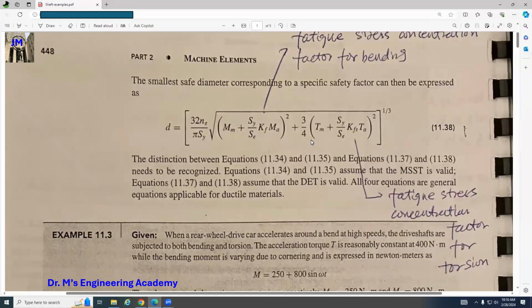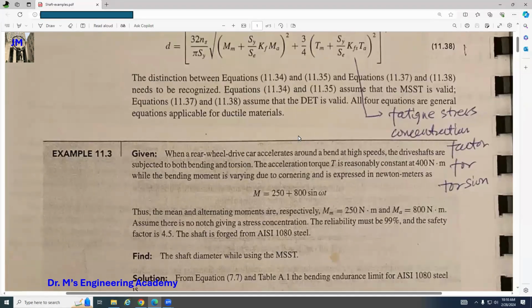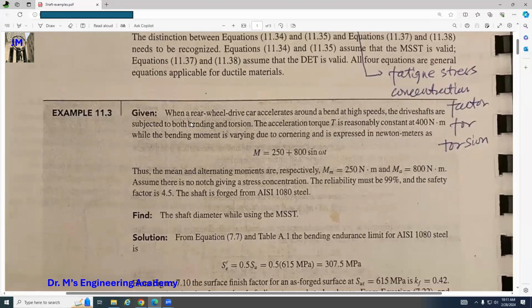All right? So I'm going to give you one example. Suppose we have a rear wheel drive car that accelerates around a bend at high speed. So the drive shafts are subjected to bending and torque. We have bending, and also a twist and torque. So the acceleration torque T is reasonably constant at 400 Newton meter. This is Newton meter, the international unit.